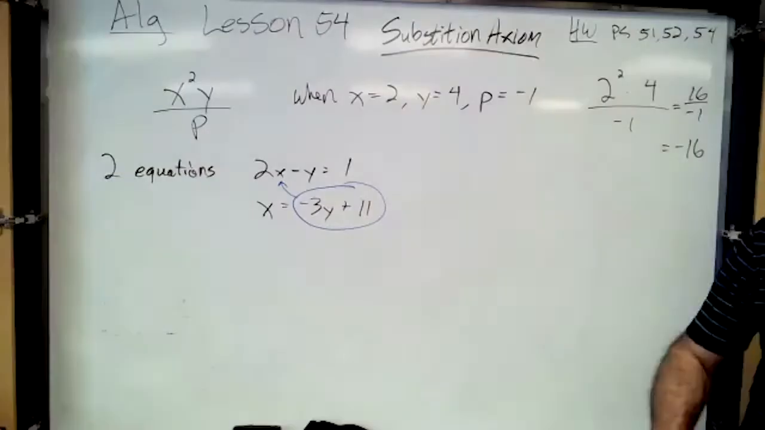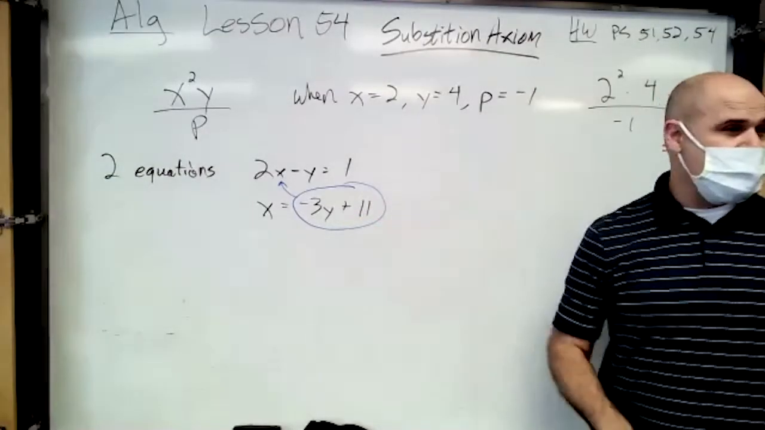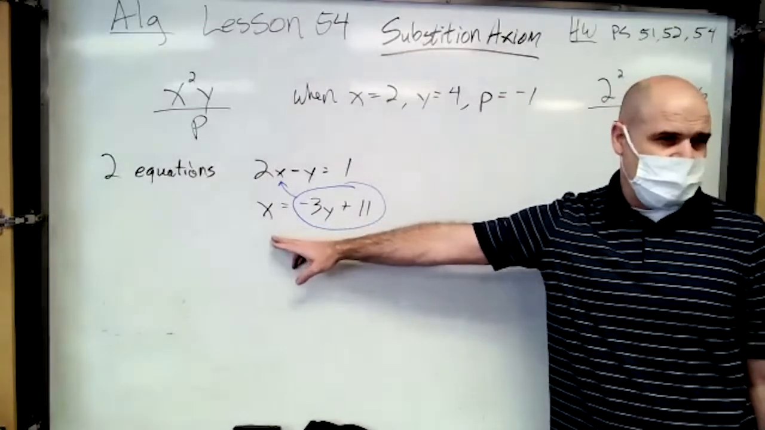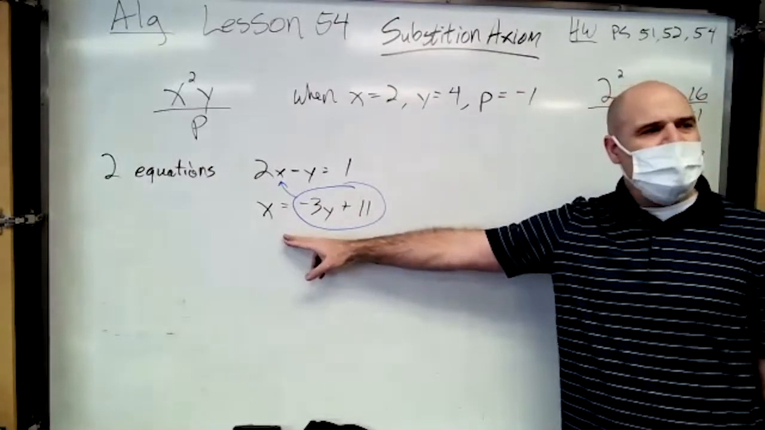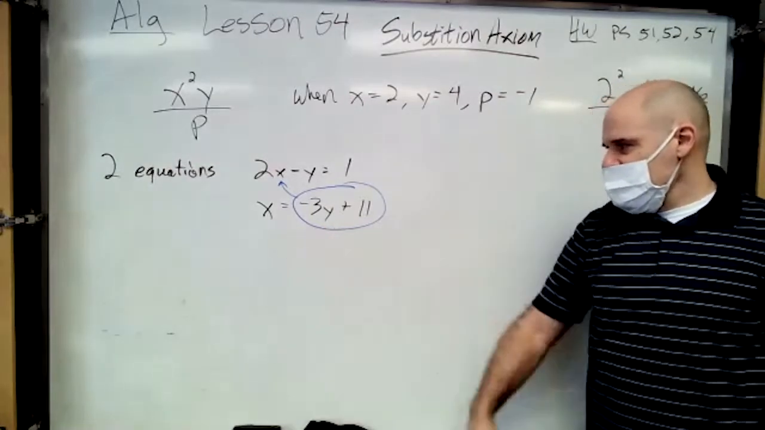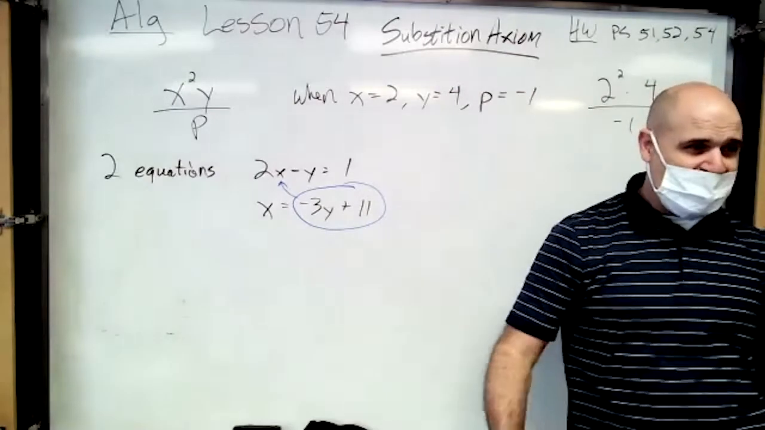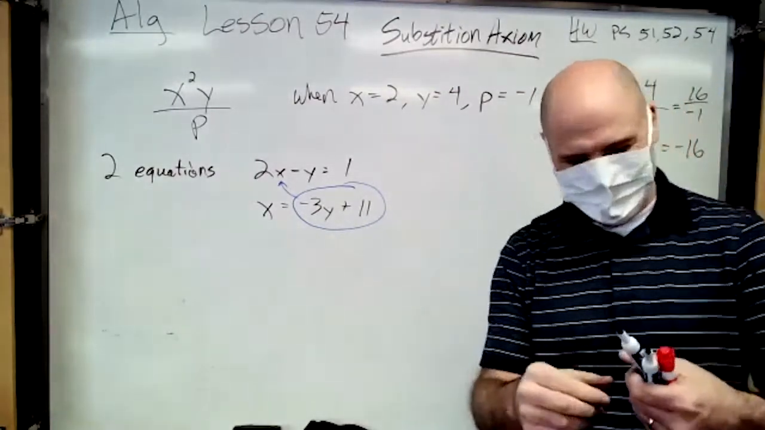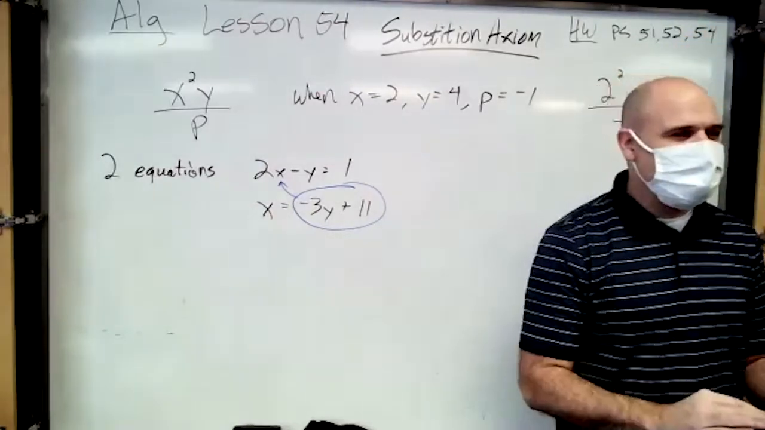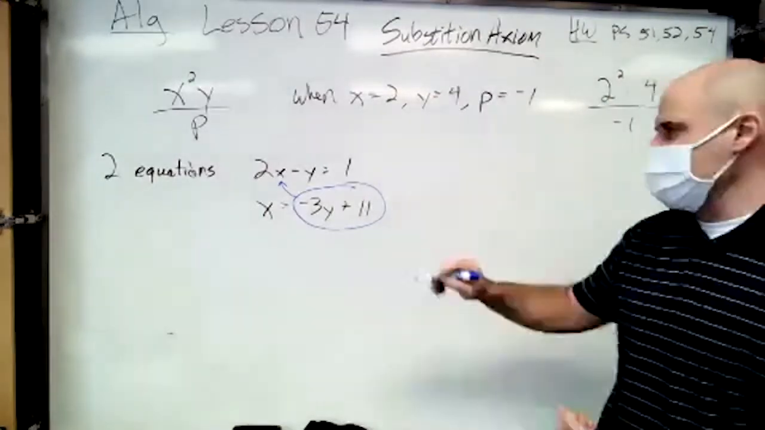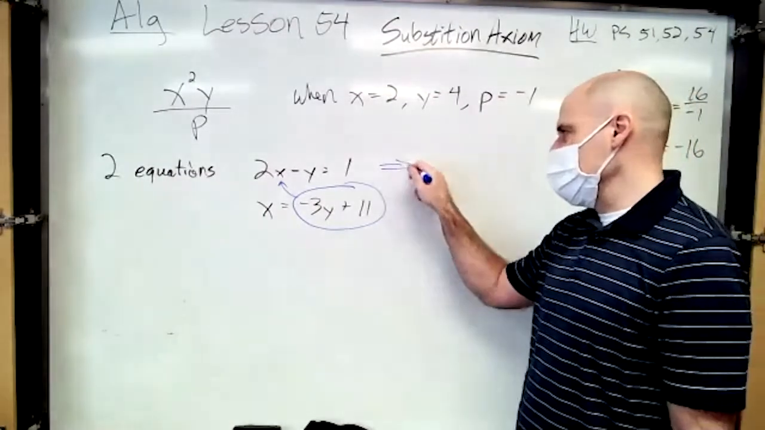So we're going to rewrite this equation with this guy in there. X doesn't want to be called x anymore. X has got a new cool rapper name. X is like, yo, I'm -3y plus 11. Please don't call X X. He's offended by that. So we're going to rewrite this.